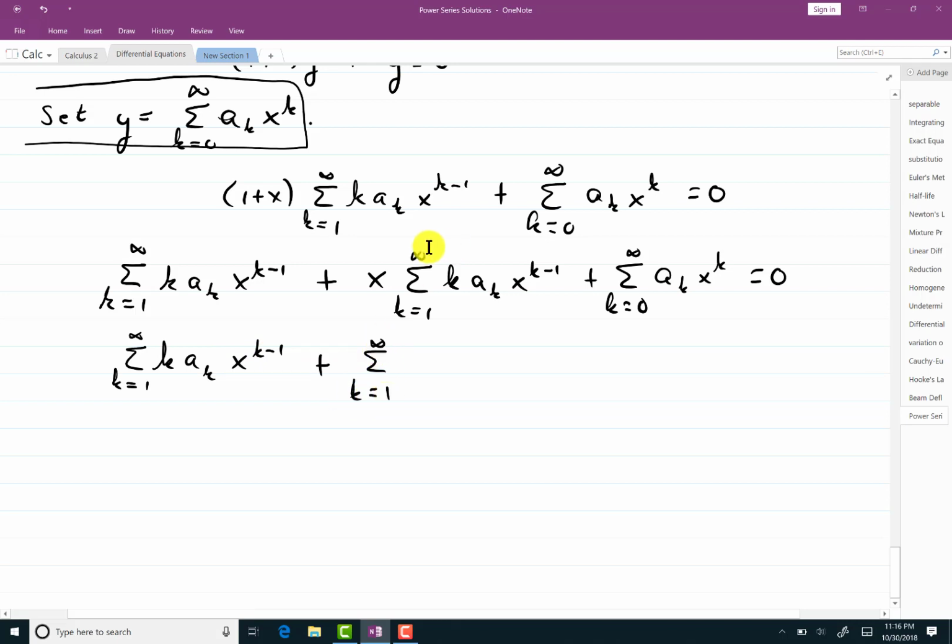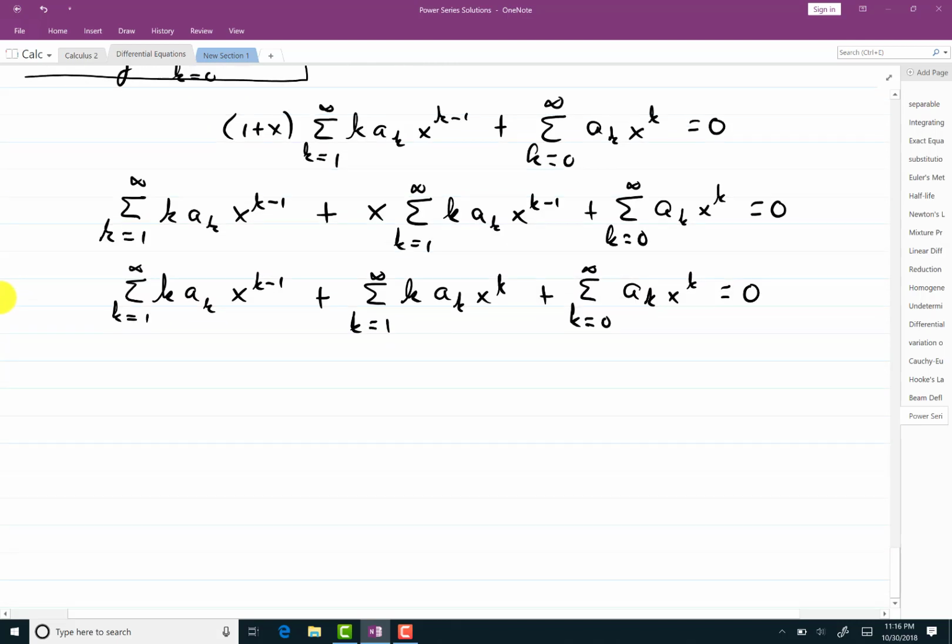Now notice what happens when I bring the x in here. I'll have x times x to the k minus 1, so that will become x to the k now. Right now this starts at x to the 1. So it's not compatible with this one, because it starts with x to the 0 here, and this also starts at x to the 0. I'm going to re-index the first one. So let's re-index it.